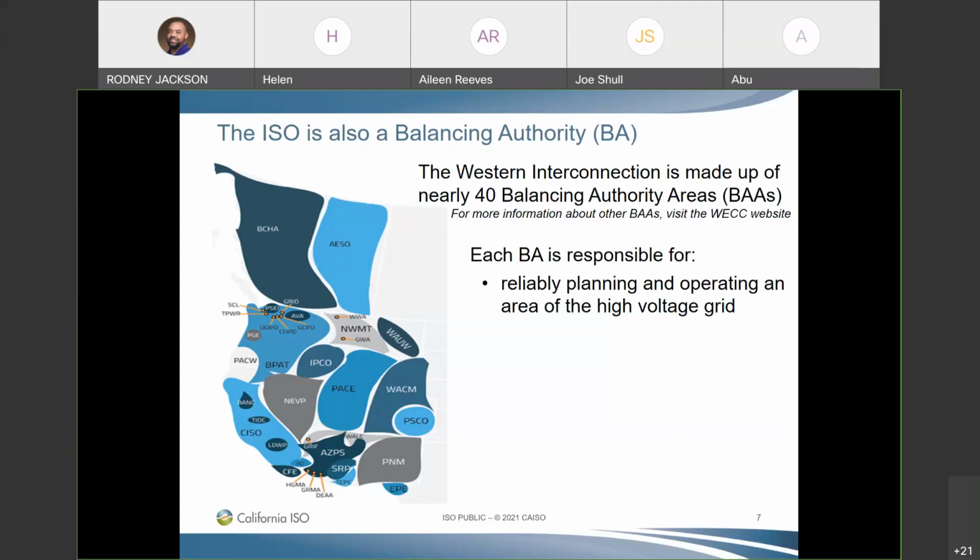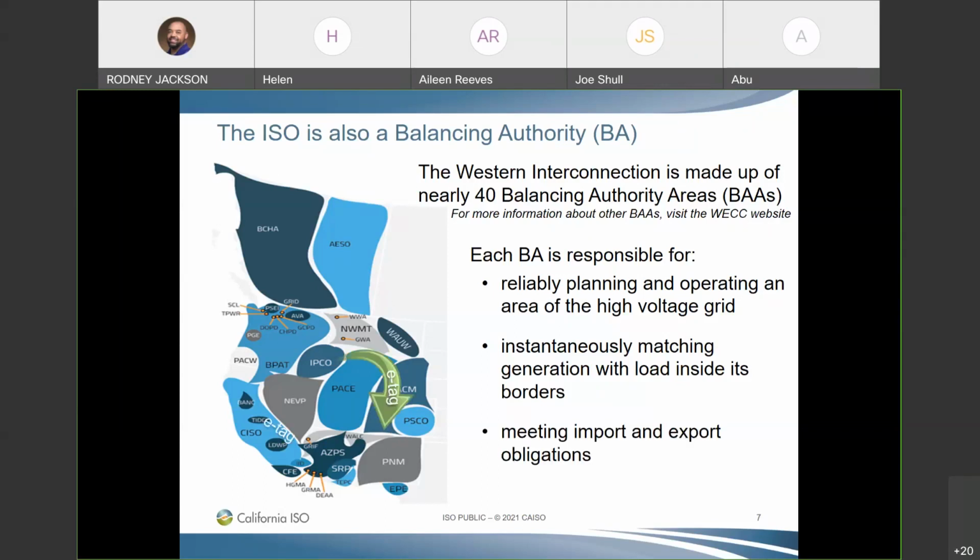Now, there are nearly 40 separate BAs operating in the West, each of them with the same core functions: preparing the system for the next day, and then using the resources within their boundaries, by taking into account all the import and export energy from the neighboring BAs and matching changing supply with demand in real time. Now, the ISO is the largest BA.